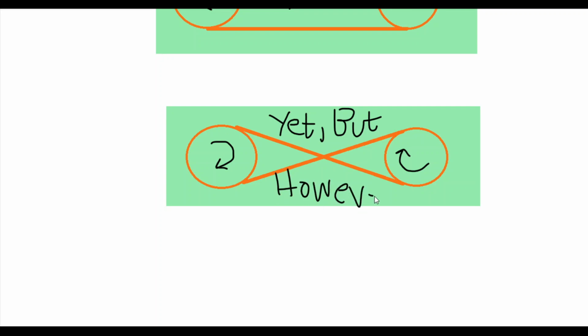However, if you come down over here, now these pulleys are not connected to one another with a direct link, rather they have an inverted link. So if this pulley has a clockwise rotation, this one is not going to have the same one. This is going to have an anti-clockwise rotation. Whenever you see words like yet, but, however, or nonetheless, these types of words change the flow of ideas.